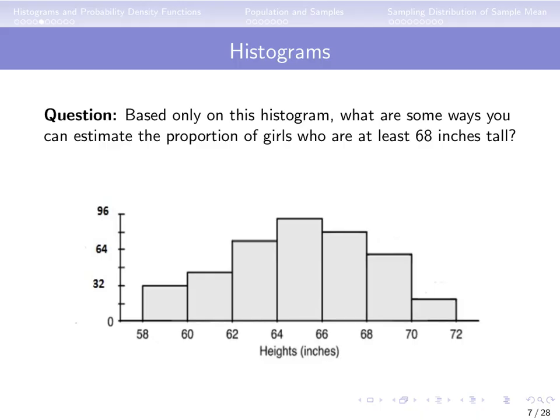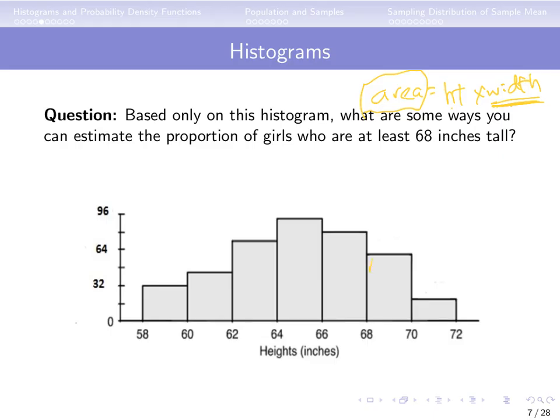Another way to think about it is that since the width of all of these rectangles is the same, instead of using the height, I could use the areas associated with each of these rectangles. If you recall, area is equal to height times width, but the width is constant for all of these rectangles. So if you're using the heights to estimate a proportion, we could use the area as well, because it's just a constant multiplied with the height.